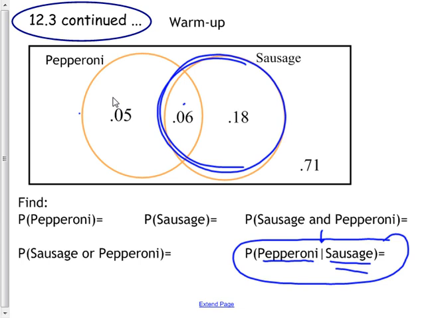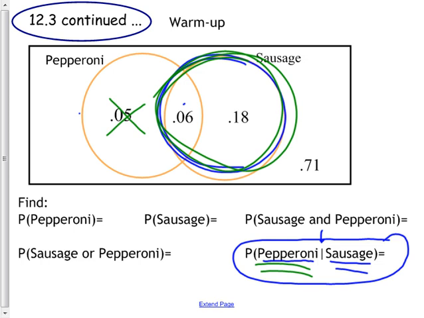So do you notice that these other things then can't be included in your answer? So if I'm looking for pepperoni, I cannot include that number. Do you get that? Because it said given sausage, so it's only these. Those are the only ones I can pick from. So which one goes on top then, the 0.06 or the 0.18? 0.06 goes on top because that's what I want. And what goes on the bottom? Both of them added, which would be a total of 24.